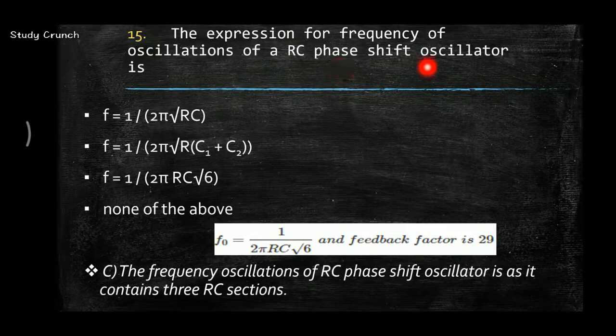Frequency of oscillations of a RC phase shift oscillator is, so the answer is 1 by 2 pi RC under root 6. So this is the frequency and the feedback factor is 29.